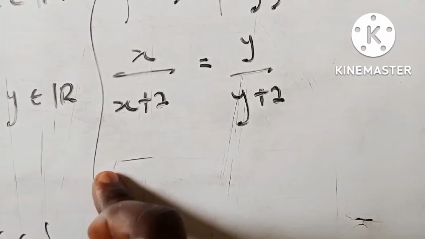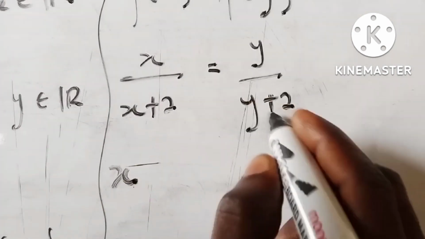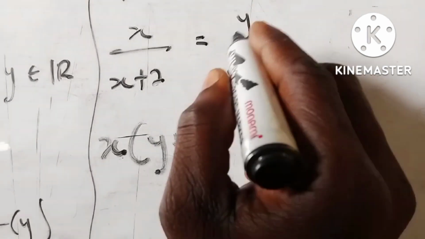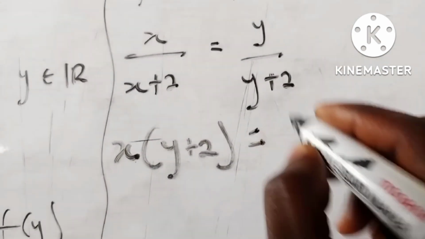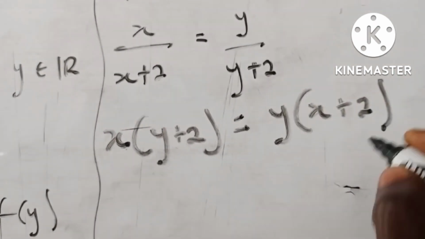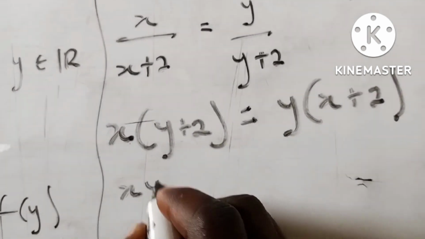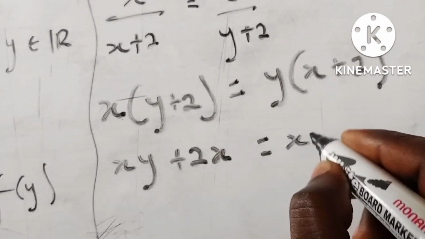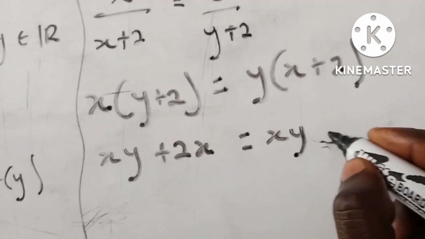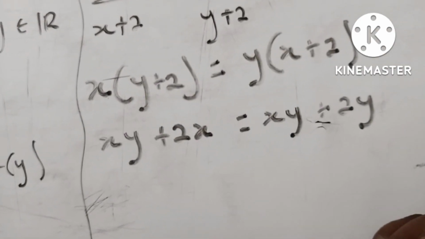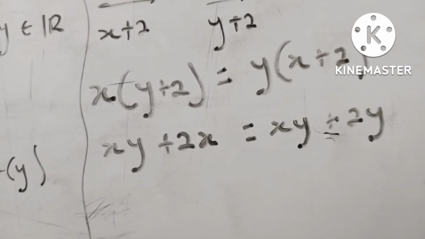And let's say you have x multiplied by y plus 2, and then this one also multiplied by that is equal to y multiplied by x plus 2, right? So here we have xy plus 2x, that is equal to xy, in alphabetical order, plus 2y. Is that okay?